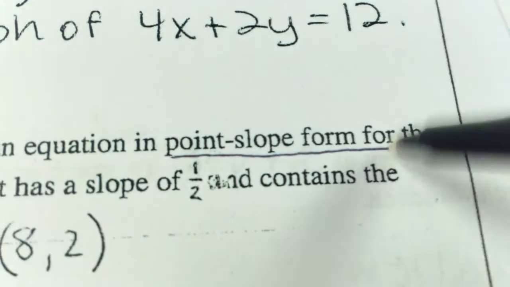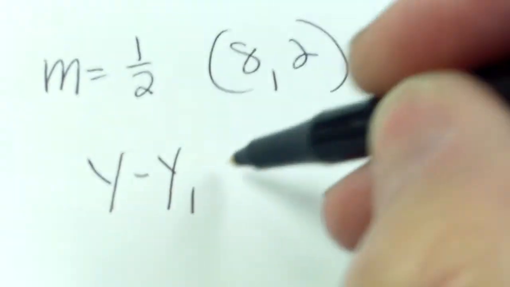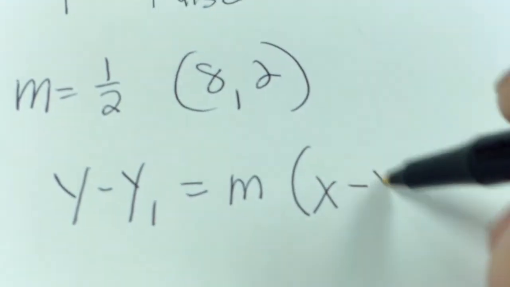Well, that's easy. Do you know what point slope form is? I do. It's y minus y sub 1 equals m times the quantity x minus x sub 1.